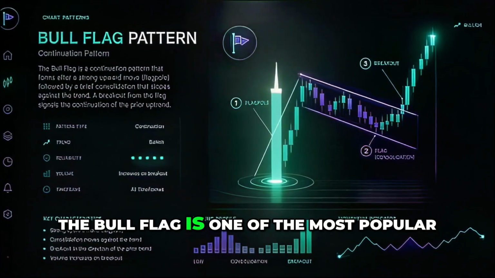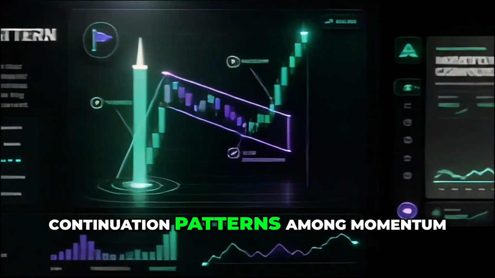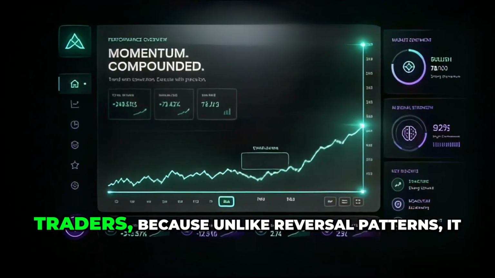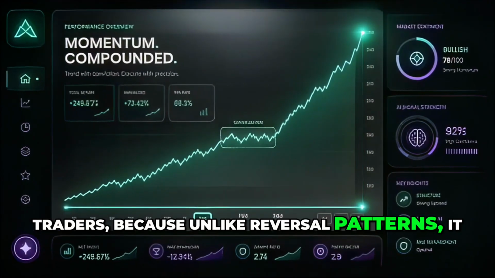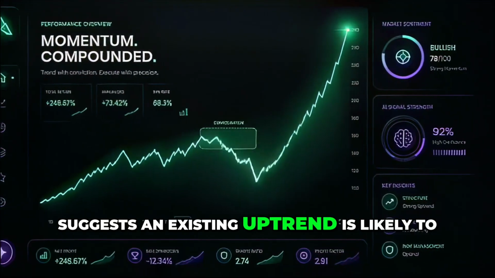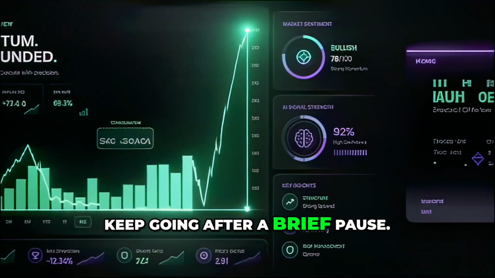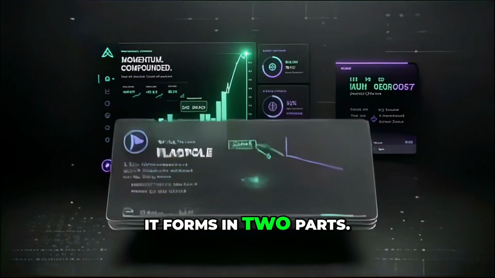The bull flag is one of the most popular continuation patterns among momentum traders because, unlike reversal patterns, it suggests an existing uptrend is likely to keep going after a brief pause. It forms in two parts.